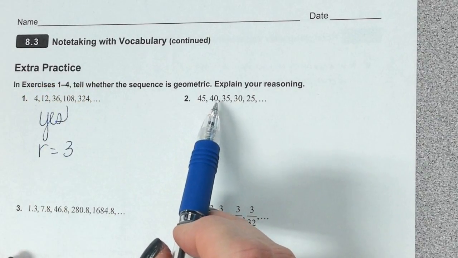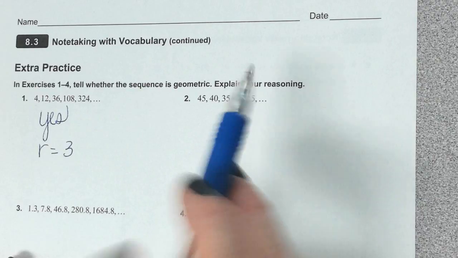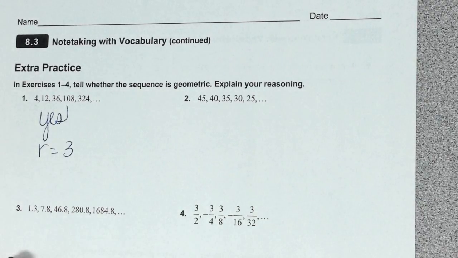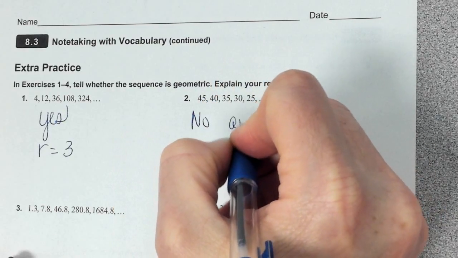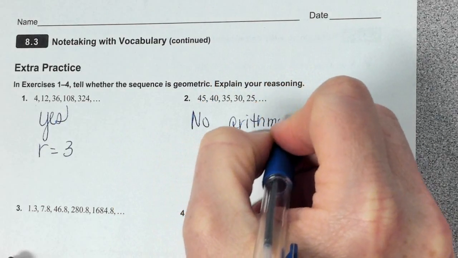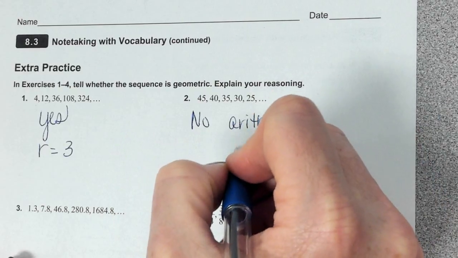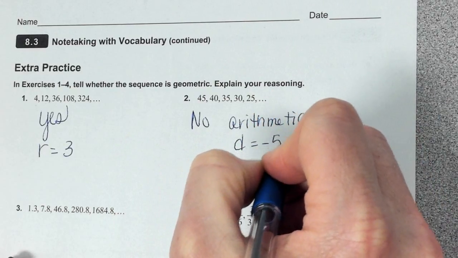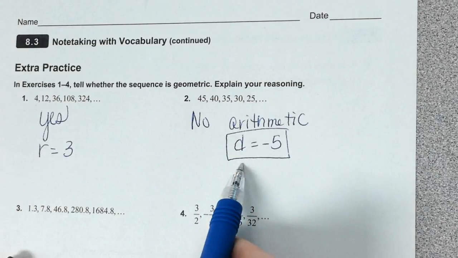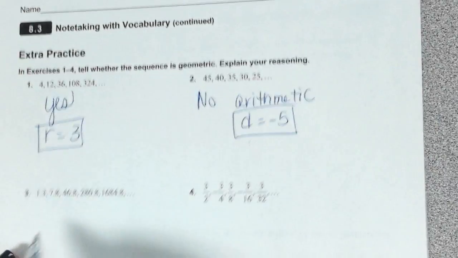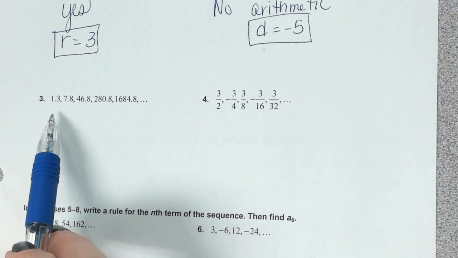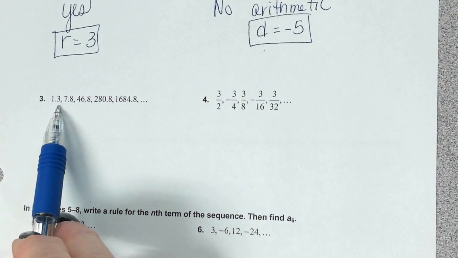What about this one? Evan, what do you think? Yes or no? Why not? Because it's just subtracting by 5. Right. So that's going to make it actually arithmetic with a D value of -5. See, we use D when it's arithmetic for difference, and we use R when it's geometric for ratio. All right, taking a look at this one.